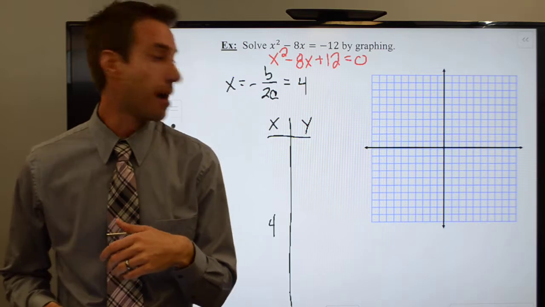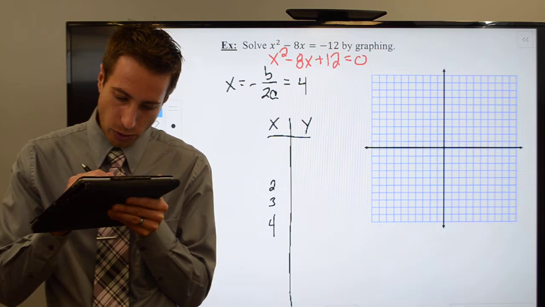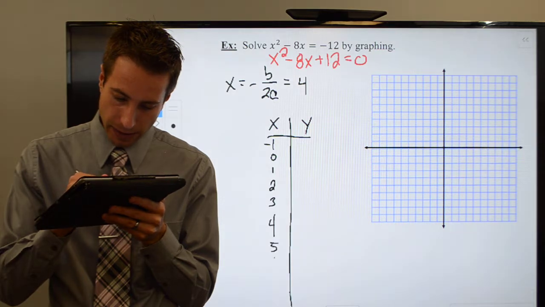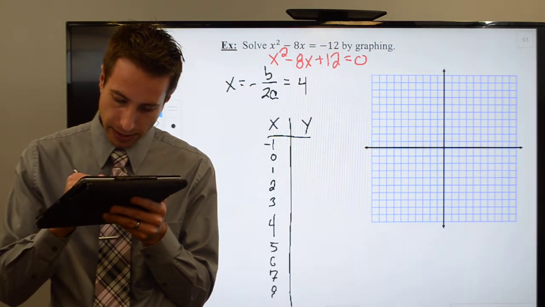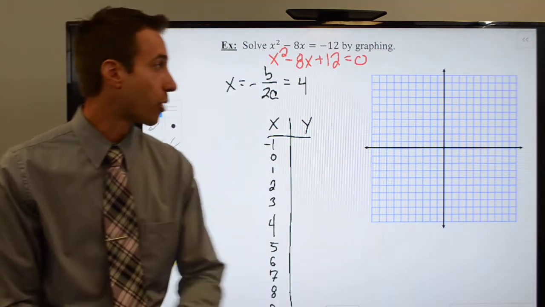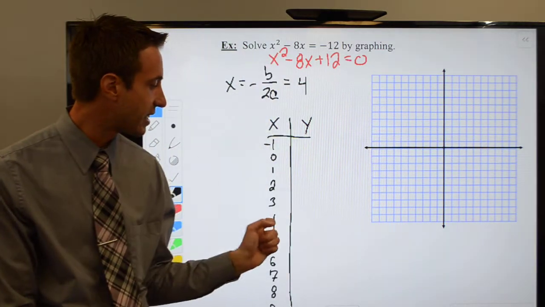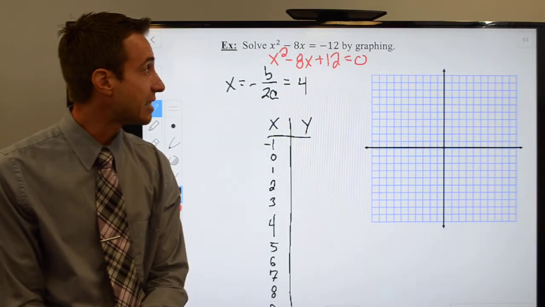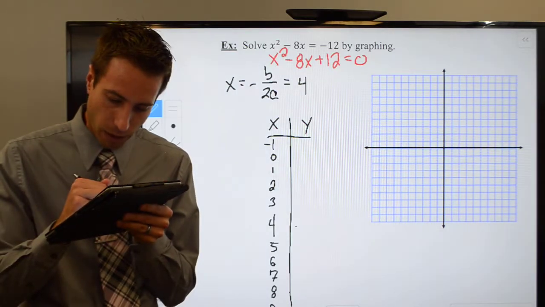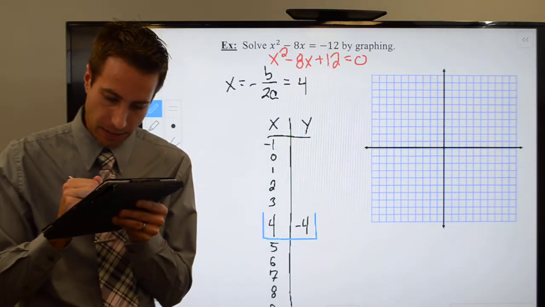All right, so there's my 4. Now I just need to go a few in either direction. It looks like I did 4, 3, 2, 1, 0, negative 1, and then 4, 5, 6, 7, 8, and 9. Okay, let's go ahead and jump right into these. I'm going to plug a 4 in for my values of x. 4 squared is 16. 4 times a negative 8 would be a minus 32 plus 12, and you wind up getting a negative 4. Don't fat finger something on your calculator.